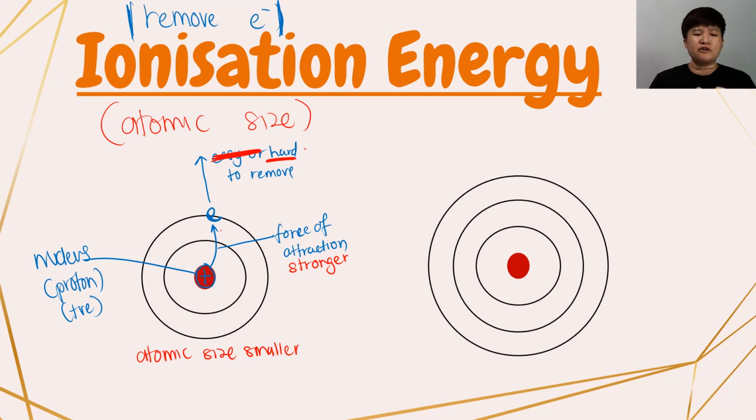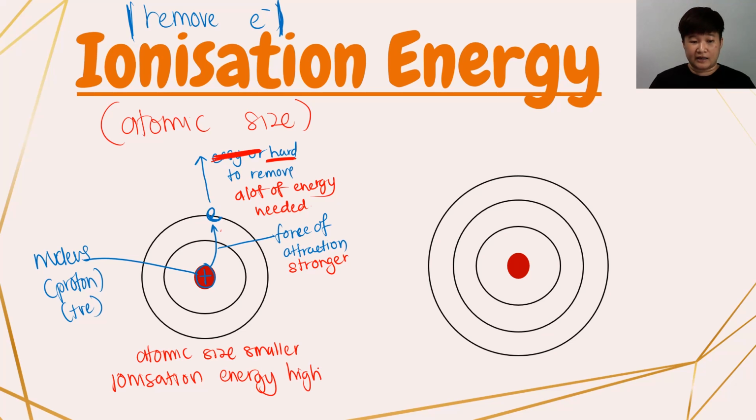When the electron is very, very hard to remove, do you need a lot of energy? Of course, a lot of energy is needed. When a lot of energy is needed, what happens to the ionization energy? Ionization energy will increase, or be very high, when the atomic size is very small, because the force of attraction from the nucleus to the valence electron is very strong. Make sense? If it doesn't, let's look into what happens when the atomic size is bigger.